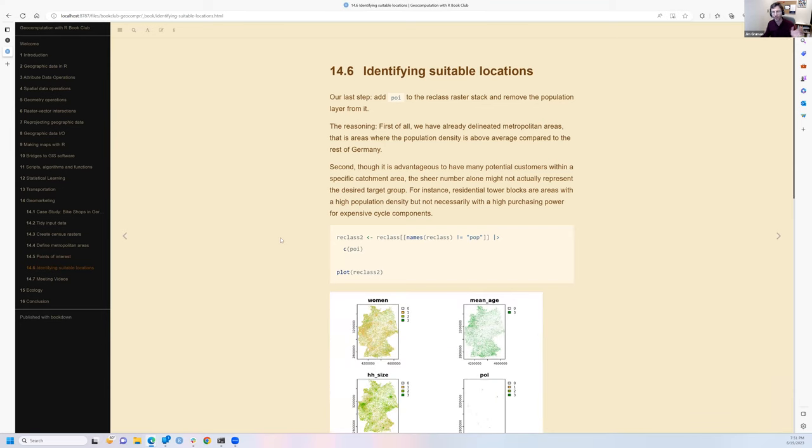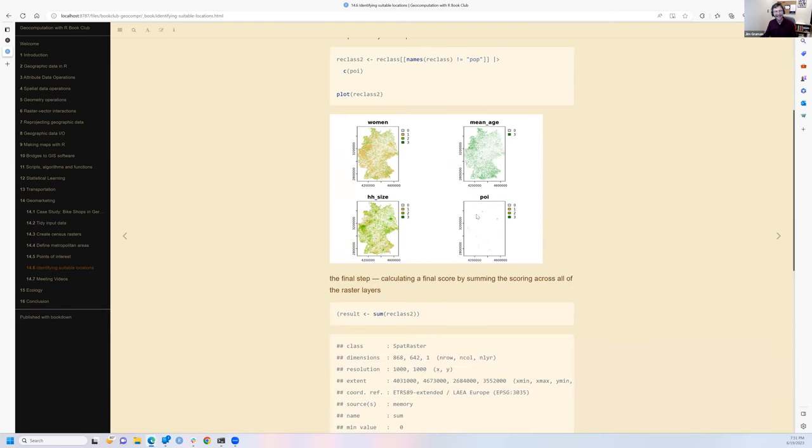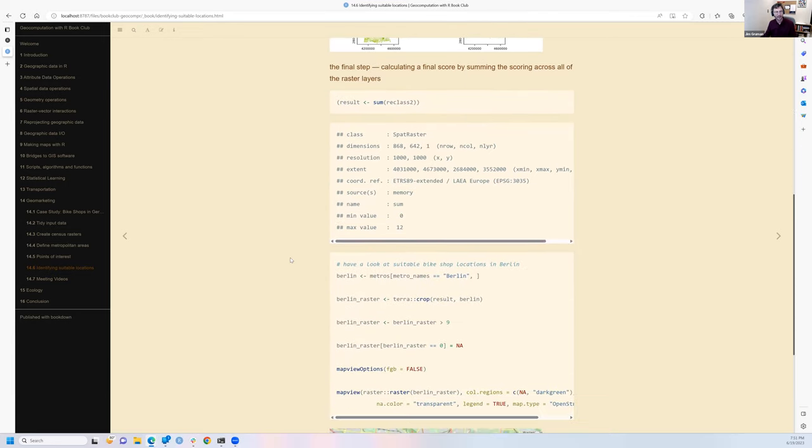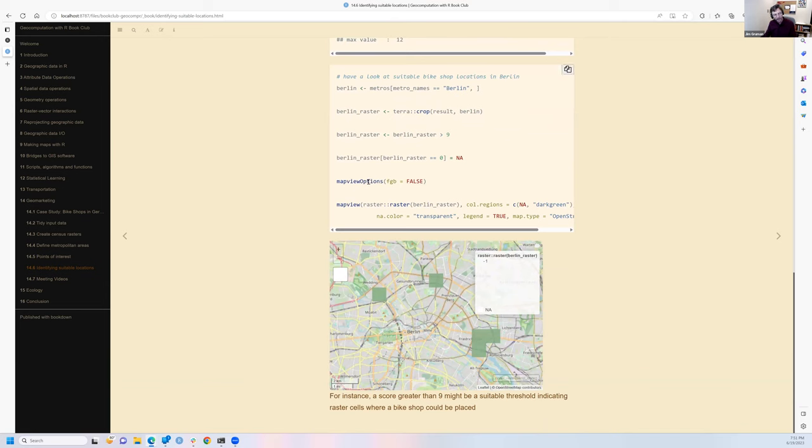All right, so what we're getting to really quickly here is there is a points of interest layer in this file. Of course, we can sum the points of interest, but even more interestingly, what we can do in a tool like MapView is zoom in on a city, in this case, Berlin. We've projected the specific raster squares that are high potential. So Berlin raster squares over 9 come out as green blocks. And these are the zones with the highest cycling store potential.